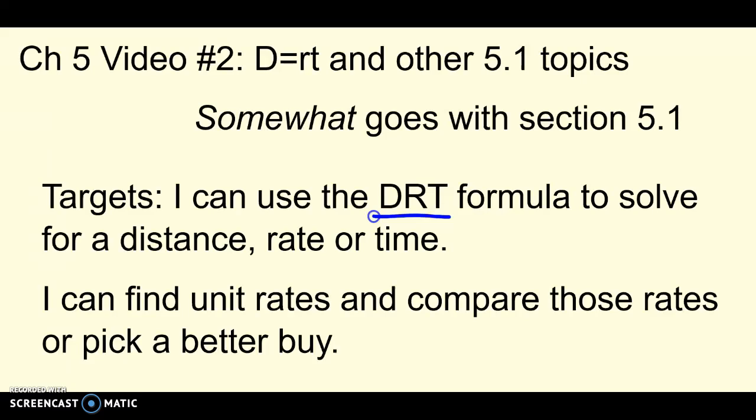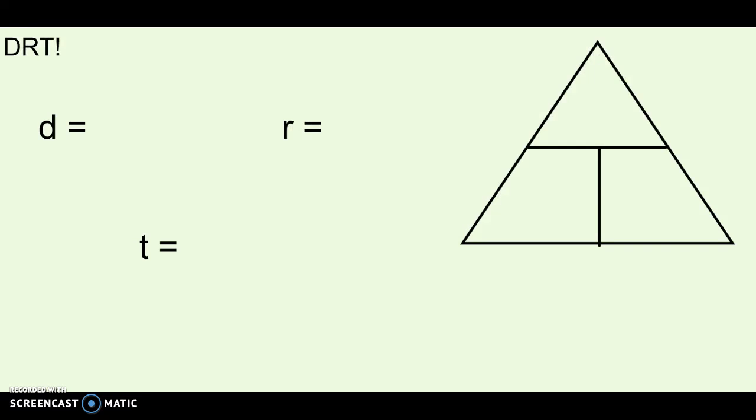And then we're also going to find unit rates and compare rates and pick which might be a better buy when you're shopping. So make sure you write those targets down on your paper, and also that it goes with section 5.1. So, DRT, DRT.